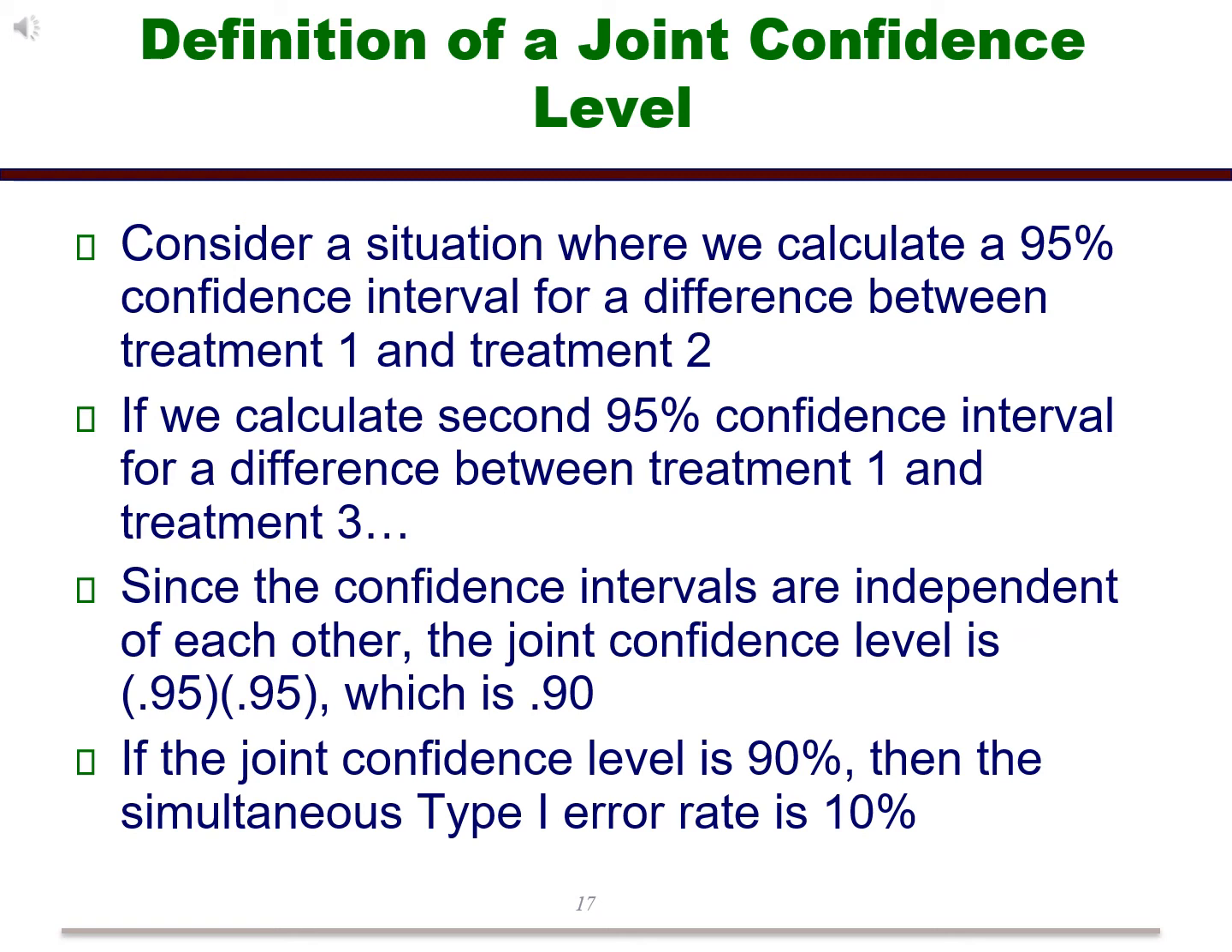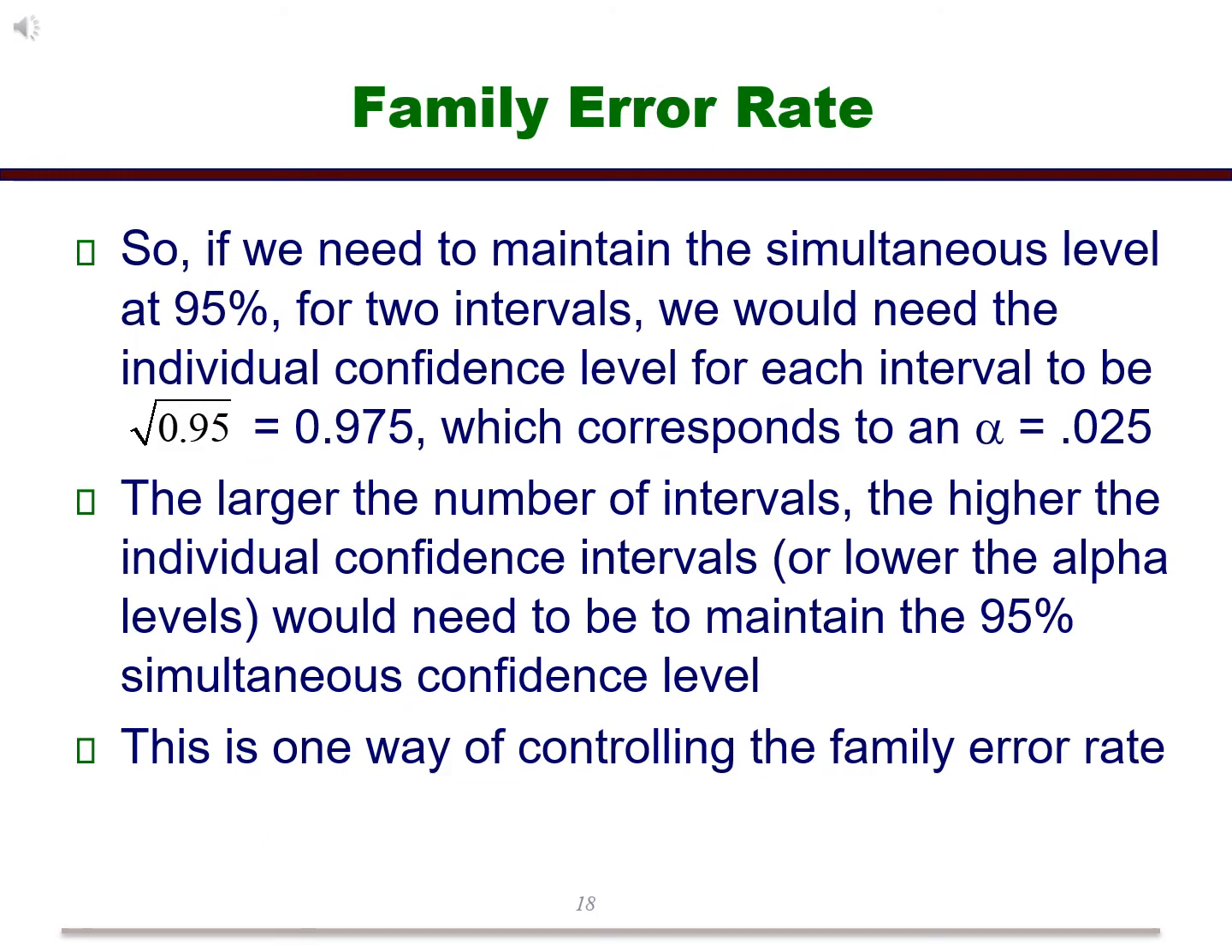Consider a situation where we calculate a 95% confidence interval for the difference between treatment 1 and treatment 2. Suppose we calculate a second 95% confidence interval for the difference between treatment 1 and treatment 3. Since the confidence intervals are independent of one another, the joint confidence level is 0.95 times 0.95, which is about 0.90. If the joint confidence level is 90%, then the simultaneous type 1 error rate is 10%, twice what it was for each individual test.